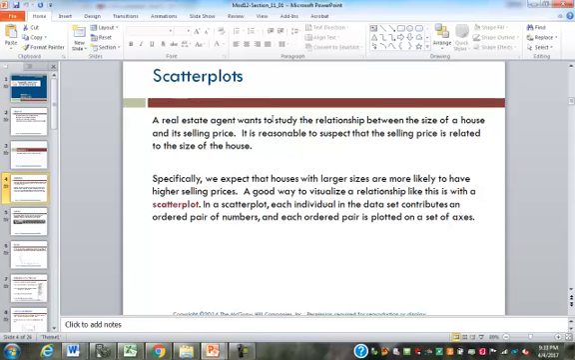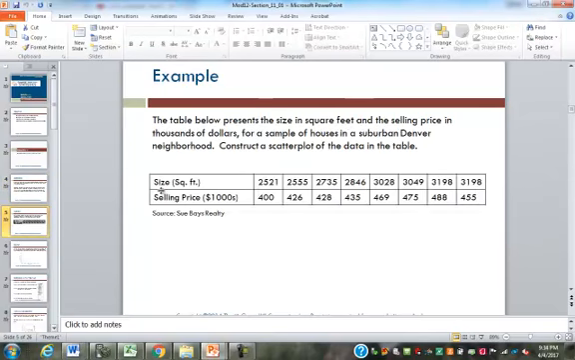So here we have a real estate agent who wants to study the relationship between the size of a house, I'm assuming in square feet, and its selling price. It is reasonable to expect the bigger the house is, the more it's going to sell for. So specifically, larger houses will have a higher selling price. So we're going to put this on a scatter plot and see if we can see that relationship.